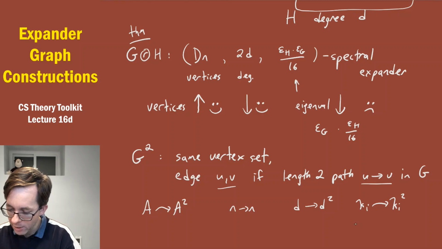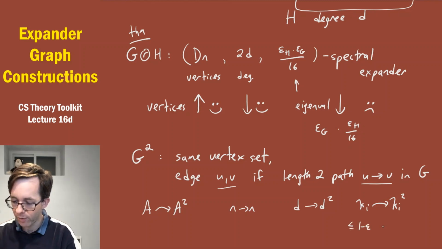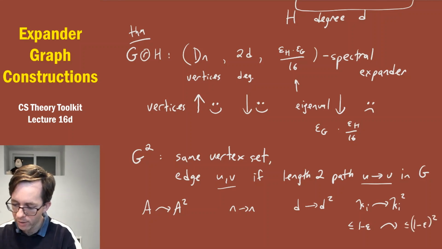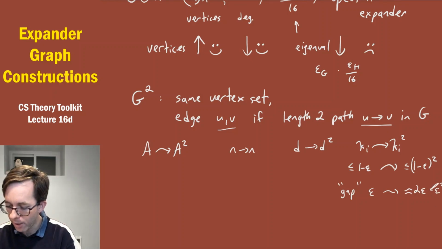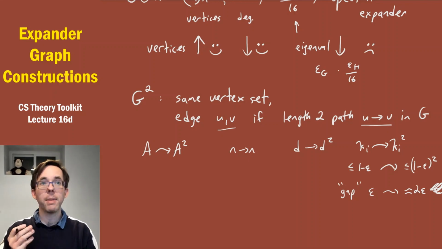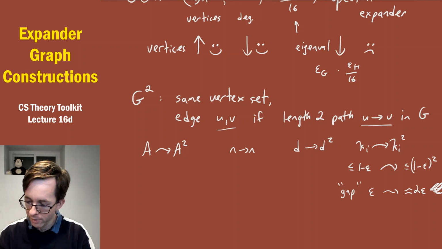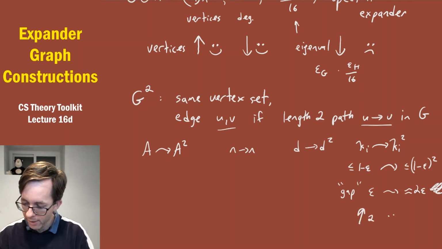So if these kappa i's were all at most 1 minus epsilon in absolute value, then now they're all at most 1 minus epsilon squared in absolute value. So the so-called gap from 1 went from epsilon to around 2 epsilon. Maybe 2 epsilon minus epsilon squared, but never mind about that. Basically 2 epsilon. So the point is this made the eigenvalue gap go up by a factor of 2. That's great. The number of vertices stayed the same. That's fine. And the degree went up. And that's kind of bad.